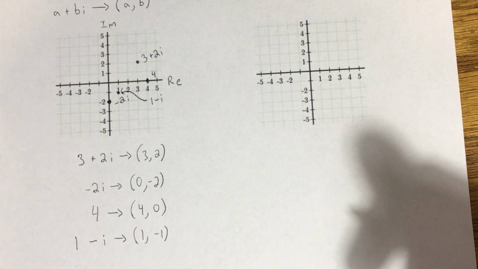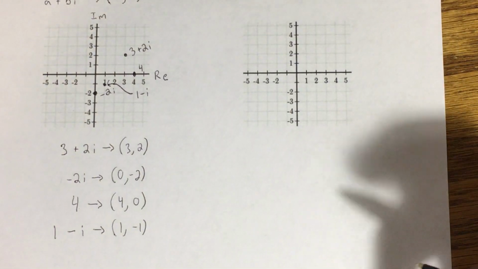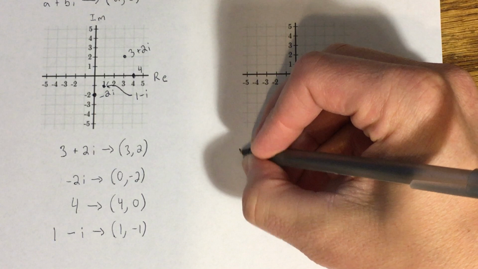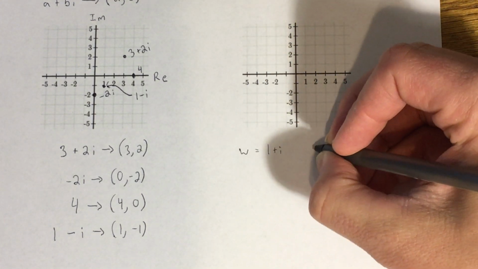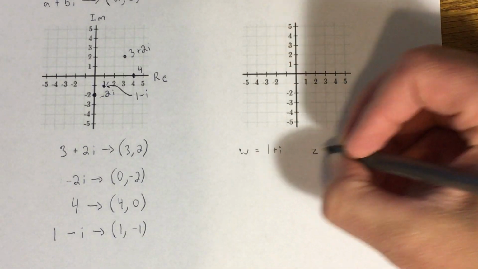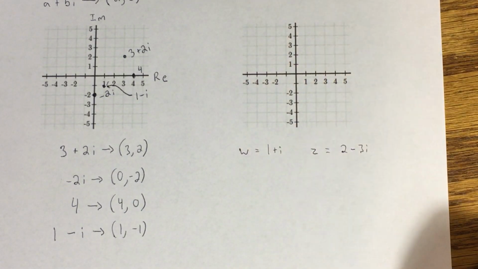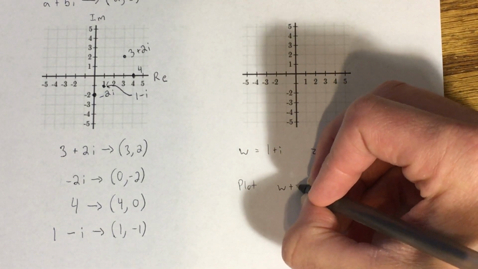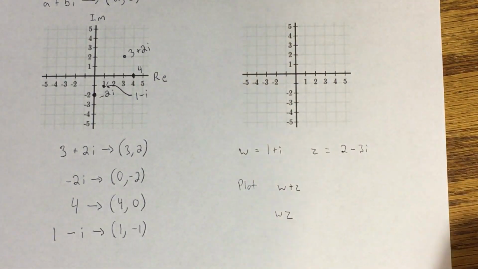And then you're going to do a little bit more. You're going to mix some of the arithmetic that we talked about last time with the geometry of the complex number. So for example, if I say that w equals 1 plus i, and z equals 2 minus 3i, you may be asked to plot w plus z and w times z.